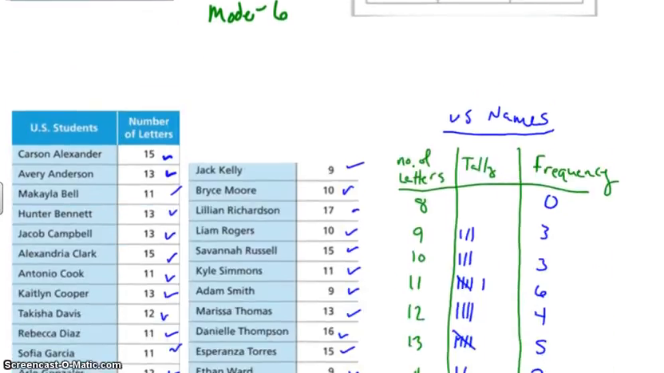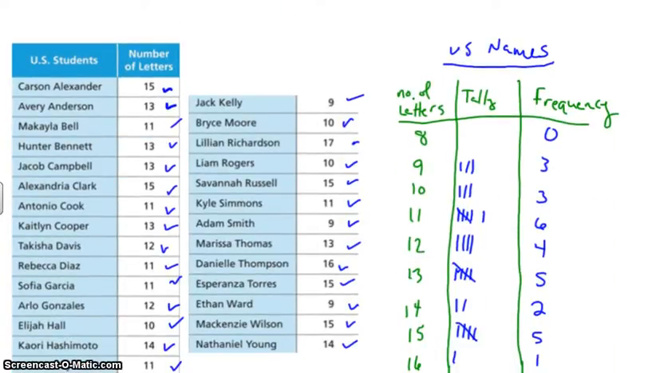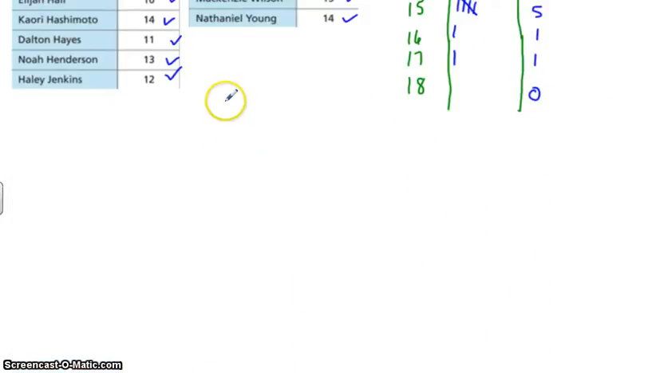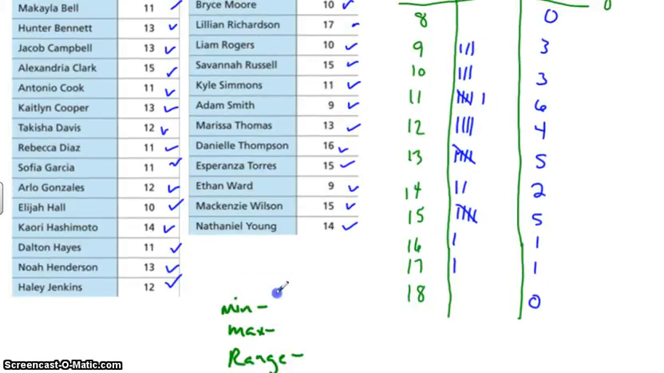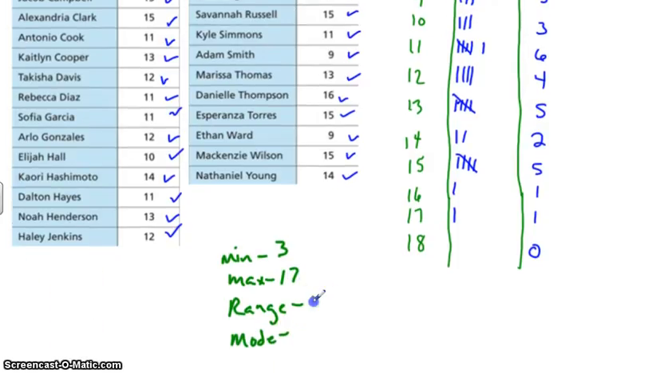And then let's go down here to the United States names, and I'm going to say minimum, maximum, range, and the mode. Okay, and same thing. We're going to find the smallest number, which was 3. The largest number was 17. So 17 minus 3 is 14. So that has a larger range than our other two.